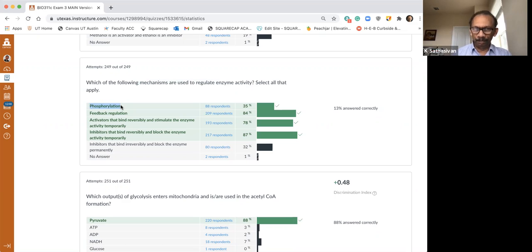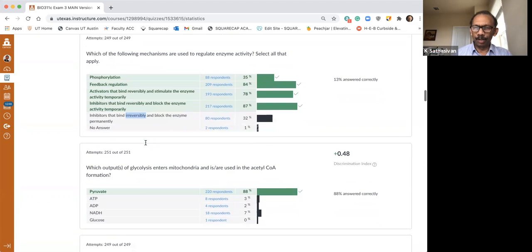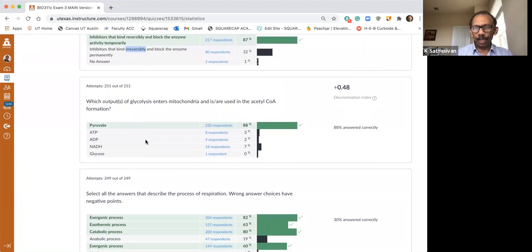And this phosphorylation cascade in signal transduction, all that is also included, but with irreversible binding, the enzyme is done. So you don't use that as a regulatory mechanism. That is the main thing you want to understand from this: recall and some understanding of the mechanism. Okay. The next question: which outputs of glycolysis enter the mitochondria and are used for sugar formation?